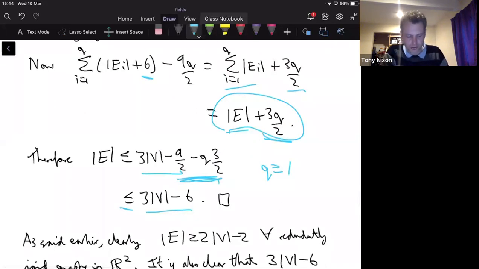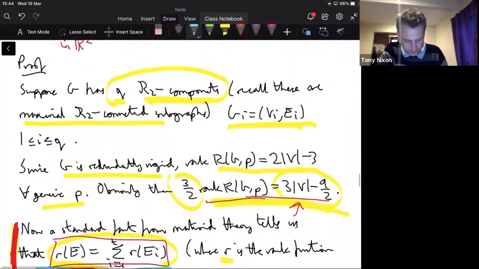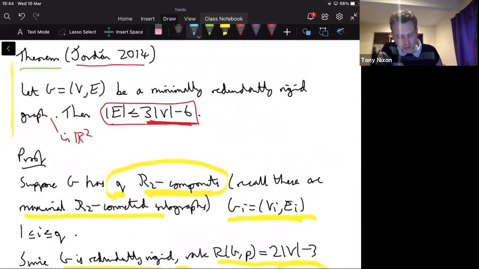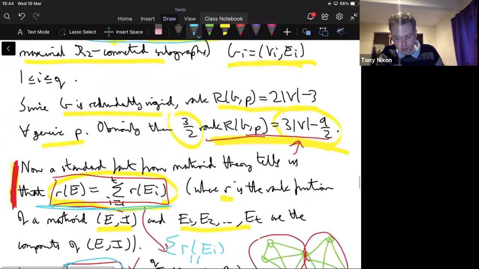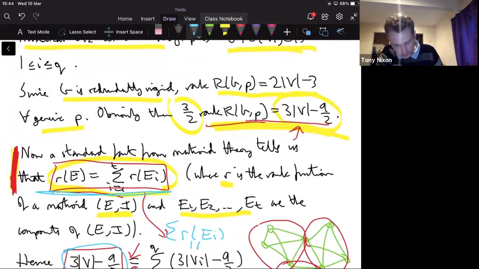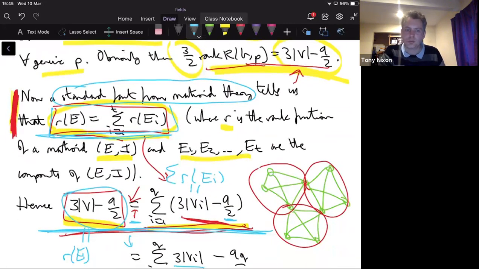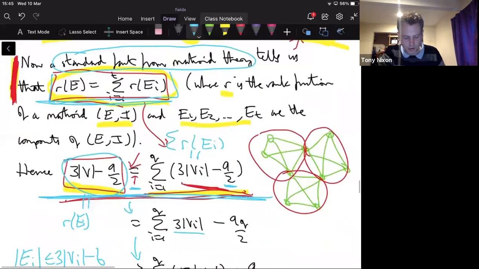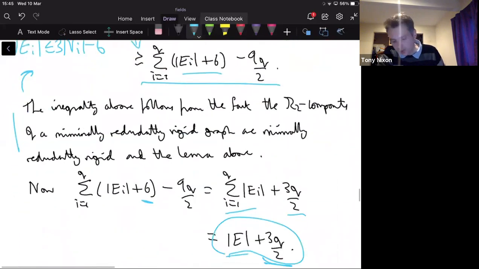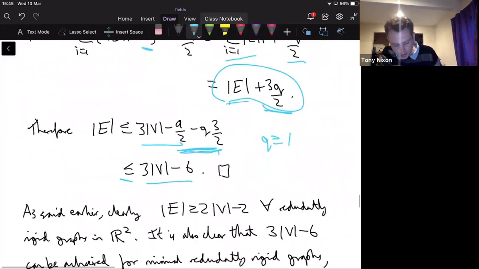Okay, so I got lost in that, but did everyone manage to follow? So we were proving minimally redundantly rigid graphs have at most 3V minus 6 edges. We looked at all the possible R2 connected components, and we used basically just a standard fact from matroid theory that I was omitting and asking you to believe. And we used the lemma before, which gave an upper bound on the number of edges in an R2 connected component, and then just did some calculations. And it came out with the number we wanted.